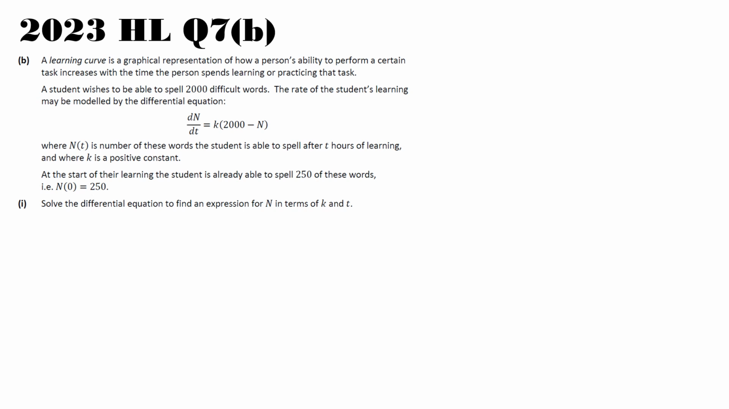The rate of the student's learning may be modeled by this difference equation, which is dn dt is equal to k times 2,000 minus n, where n of t is the number of these words the student is able to spell after t hours of learning, and k is a positive constant.